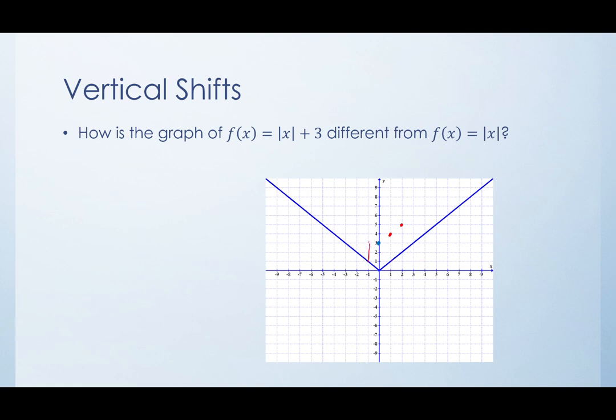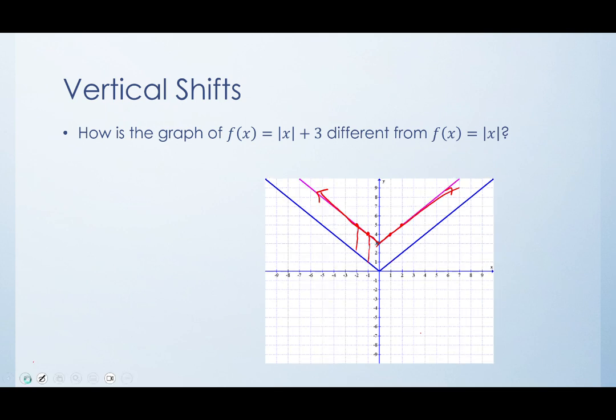So this point's moving up 3 units. This point's moving up 3 units, and so on. So you can see that our graph pretty much looks like that. And you can see that we got our sketch right on top of it. So it's just been shifted up 3 units. So you want to say, hey, what's the direction of the transformation and how many?